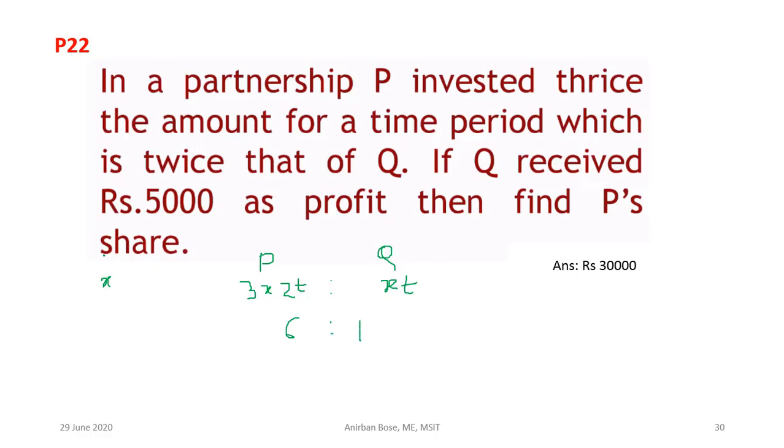If Q is getting 5,000, that means 1 corresponds to 5,000, then 6 corresponds to 6 into 5,000, which is 30,000. So the answer is 30,000.